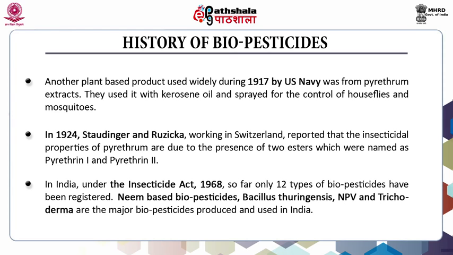In India, under the Insecticide Act 1968, so far only 12 types of biopesticides have been registered. These are neem-based biopesticides, Bacillus thuringiensis, NPV and Trichoderma, which are the major biopesticides produced and used in India.